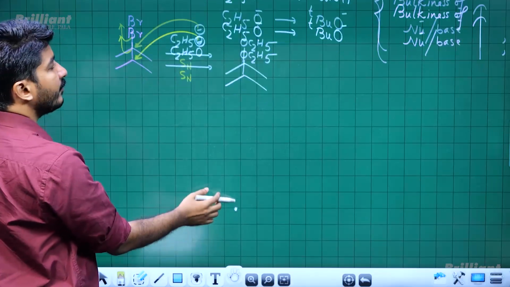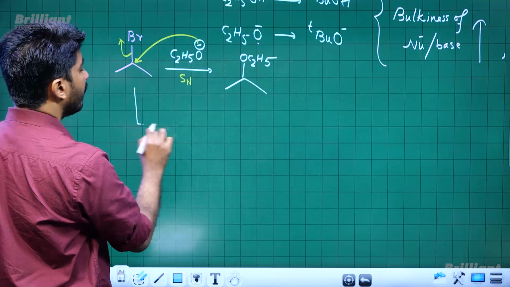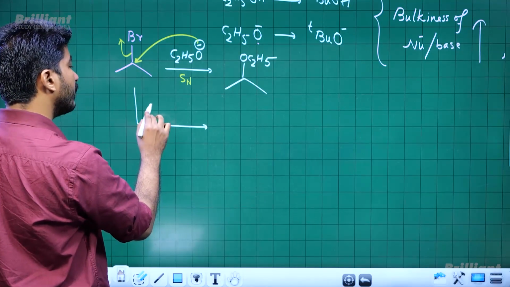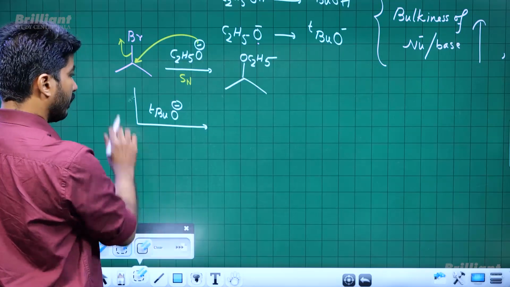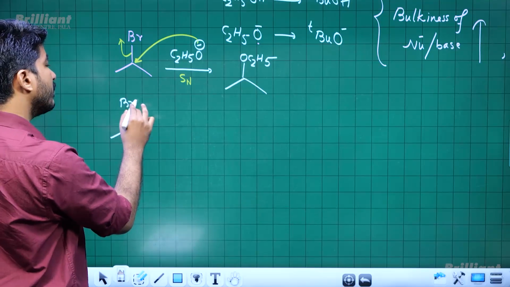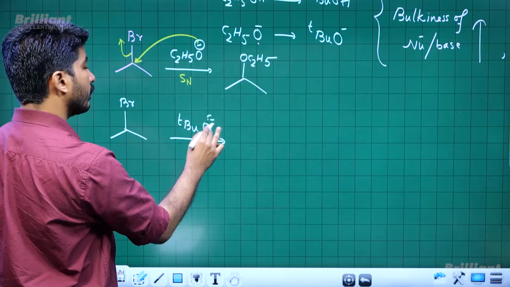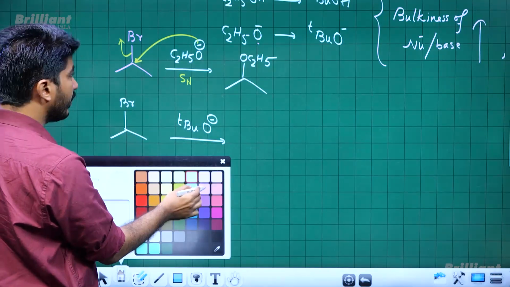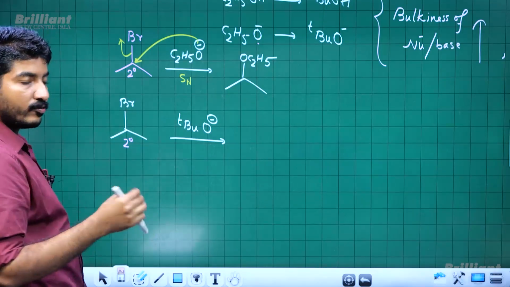We get the nucleophilic substitution product. On the other hand, if we treat the same compound with tertiary butoxide, tertiary butoxide is bulky, and you know that this is a secondary haloalkane. Secondary haloalkane, it is not primary.